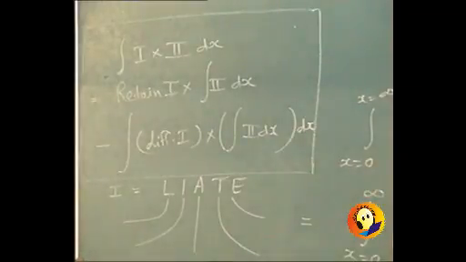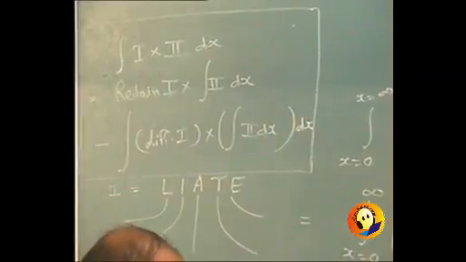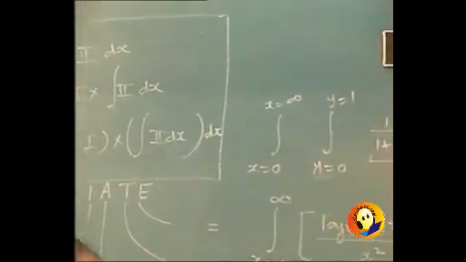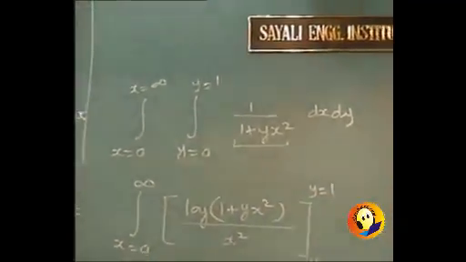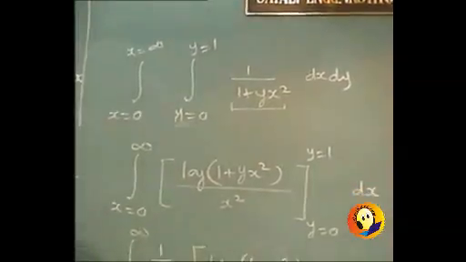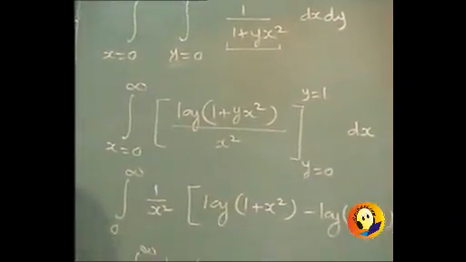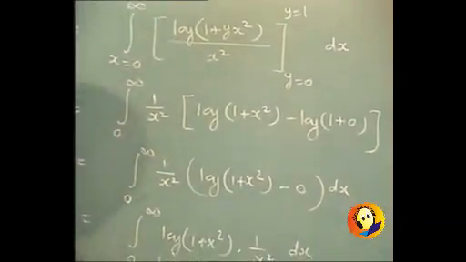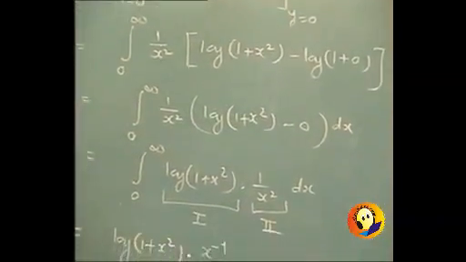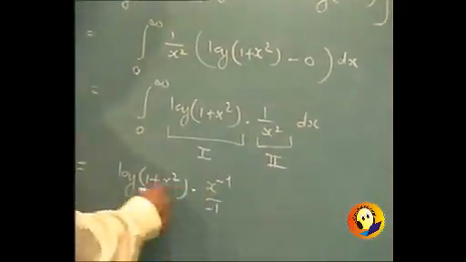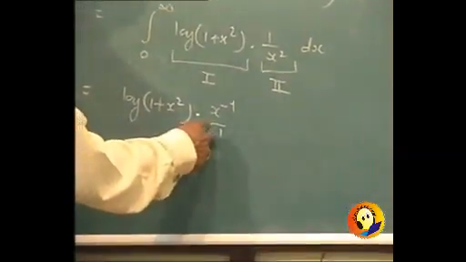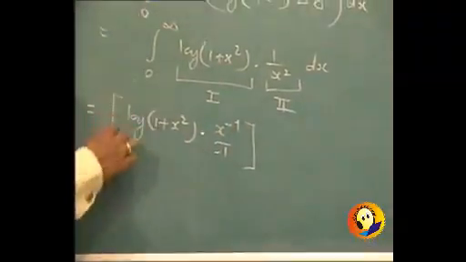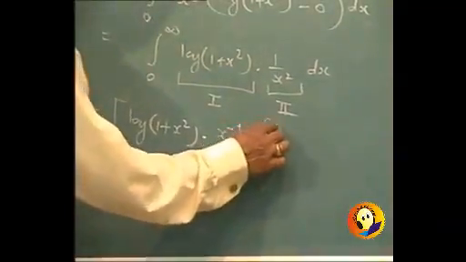Here we have logarithmic, so we continue with that, and it will be log of 1 plus x square, retain first, integration of second, e raised to minus 2 will be integrated as e raised to minus 1 upon minus 1. So retain first, integrate second. This will be between limits 0 to infinity.